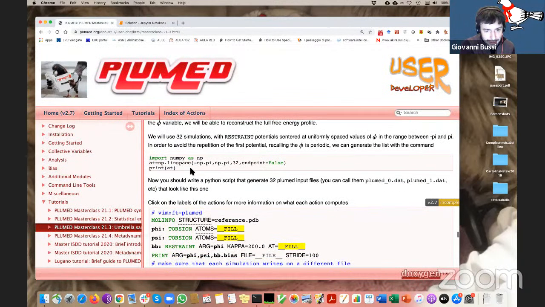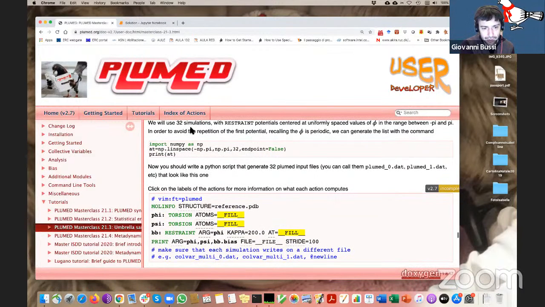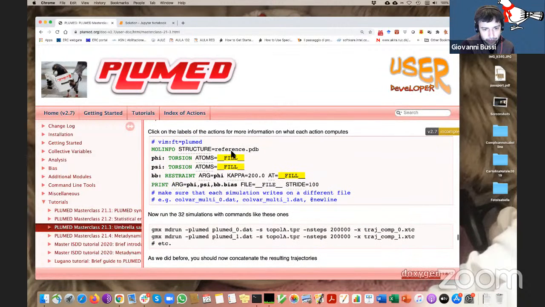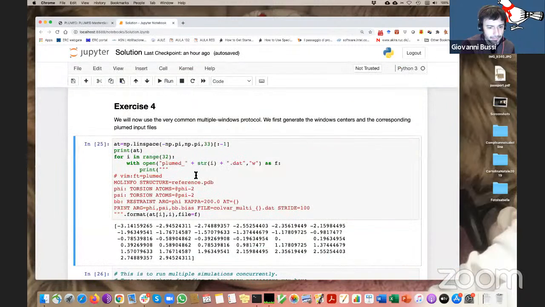Okay, so great. So here there was already some suggestion about how to set up the simulations. 32 equally spaced simulations between -pi and pi. There was an input file to fill here.